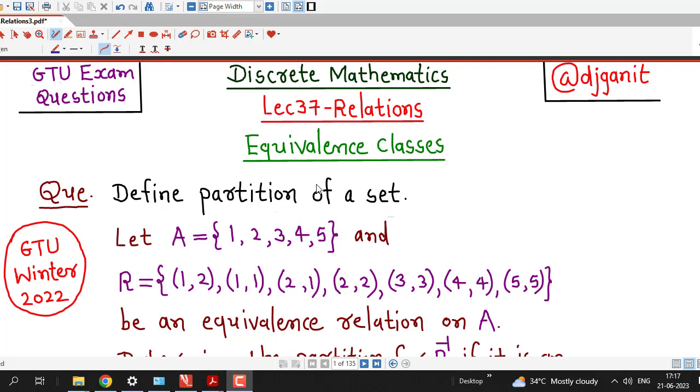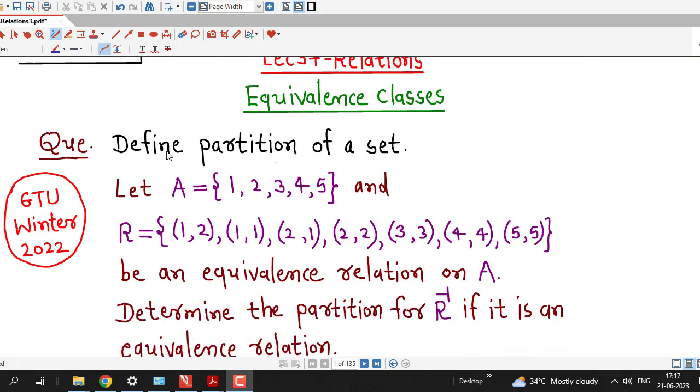In this lecture also we will discuss one more question on equivalence relation and equivalence classes which was asked in the GTU Winter 2022 exam. The question is: define partition of a set. We have already seen the definition of partition of a set in earlier lectures in this lecture series on relations.